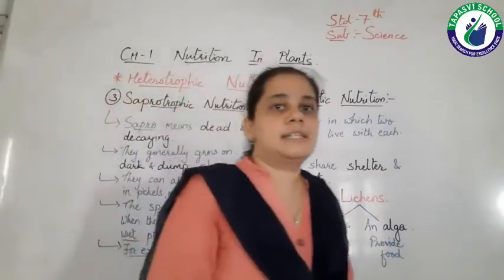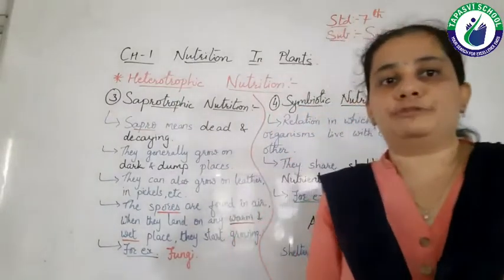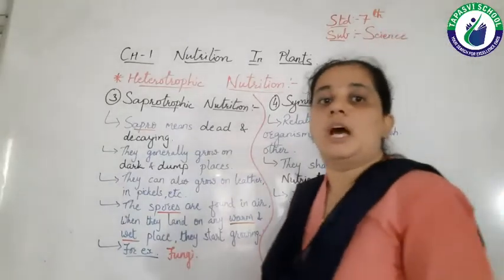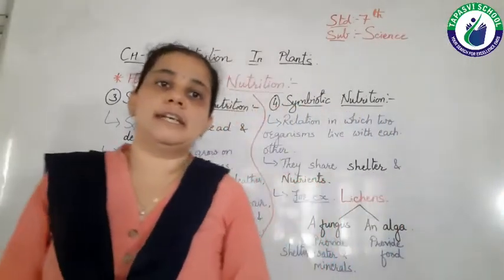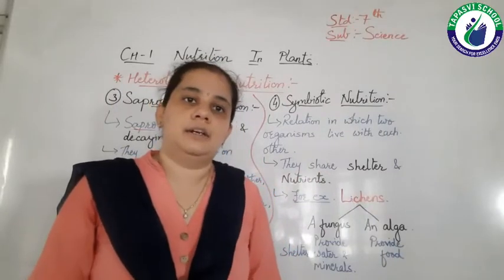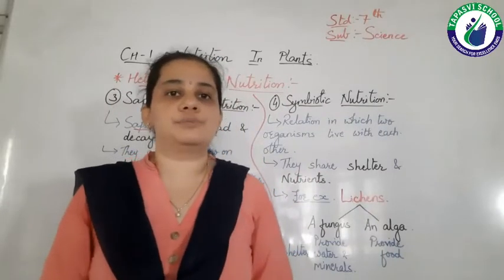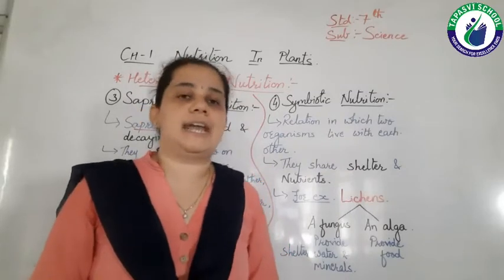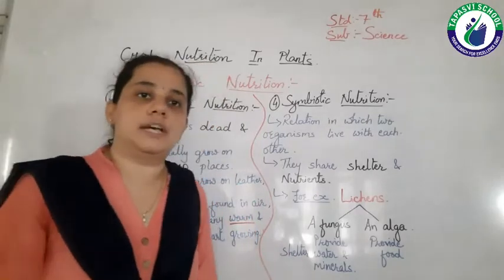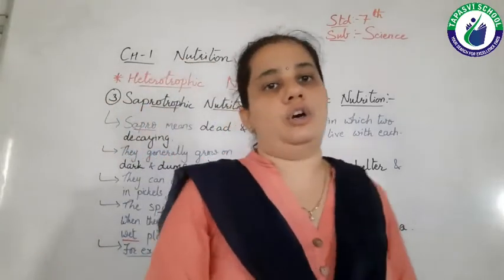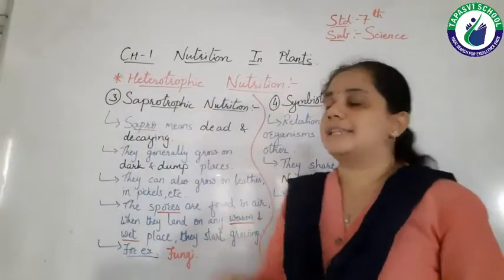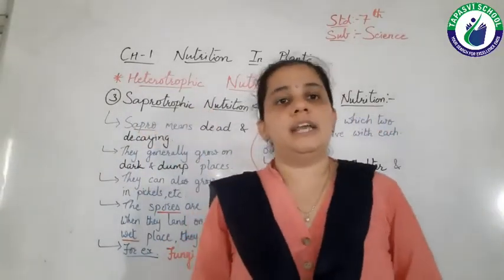So this is known as saprotrophic nutrition. The example is fungi. Another example of it is mushroom. You might have seen mushrooms in your garden, right? Generally these mushrooms also grow at dirty and damp places where there is no sunlight. It can grow on rotted wood also, right? So this is also an example of saprotrophic nutrition.